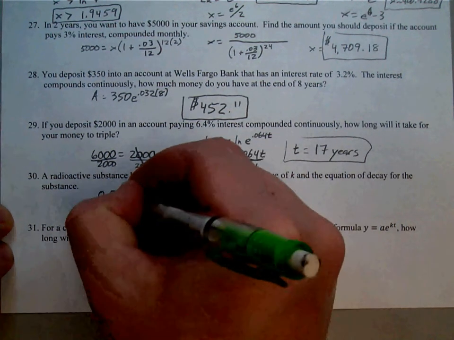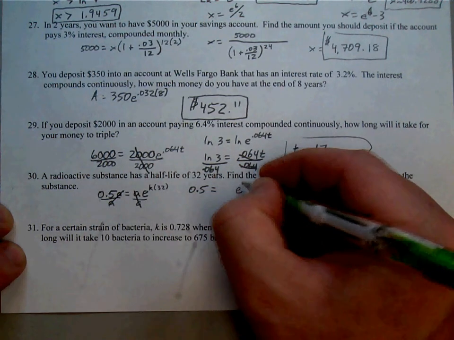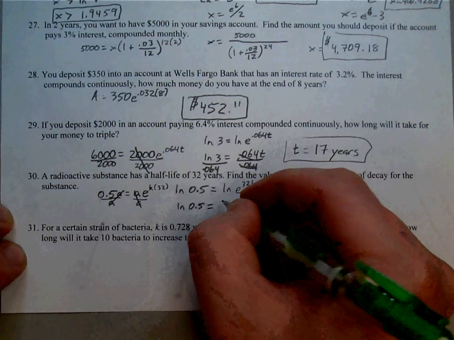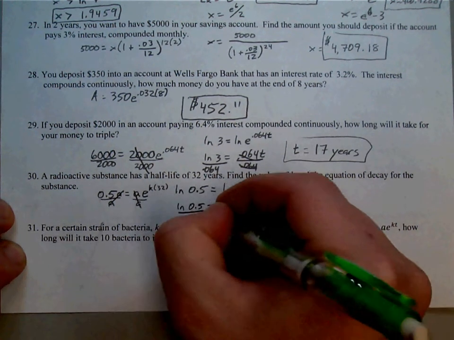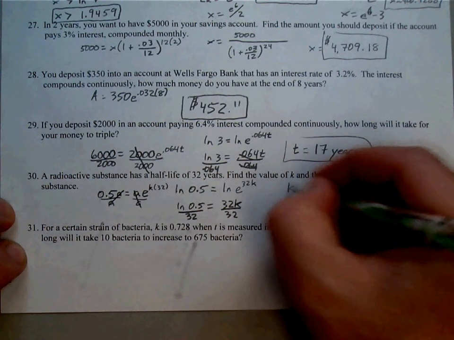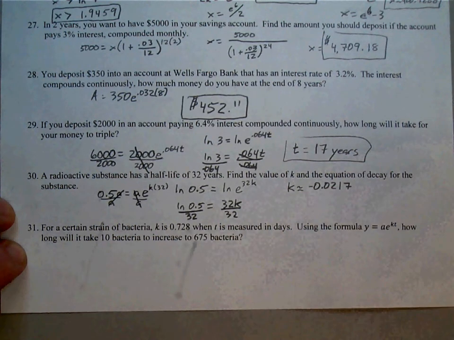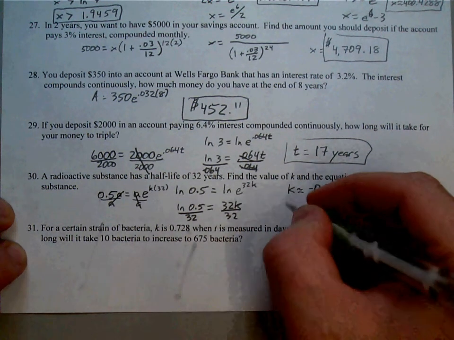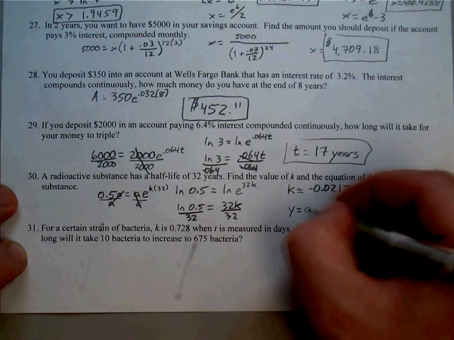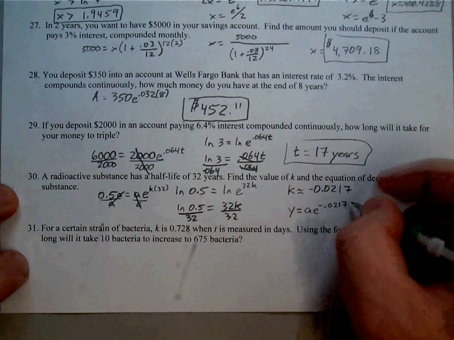So we're going to start by dividing by A. So 0.5 is equal to e to the 32k. So I'm going to ln both sides to solve that. So ln of 0.5 is equal to 32k. So divide by 32. K-value of negative 0.0217. So for the equation then, y equals A times e to the negative 0.0217 t.